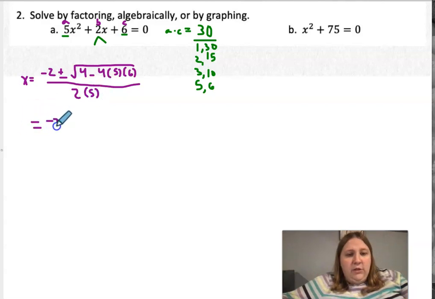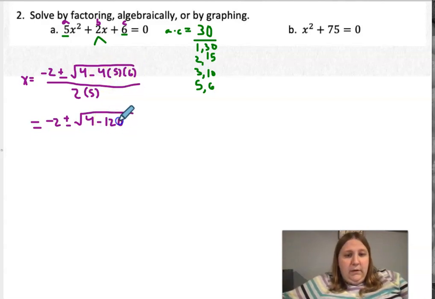So negative 2 is just going to come down for now, plus or minus the square root of 4 minus, let's look at 4 times 5 times 6. I know 5 times 6 is 30. 30 times 4 is 120. All over, on the bottom, 2 times 5 is 10. All right, so we'll keep going along here.